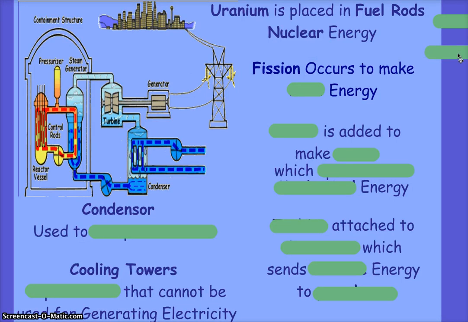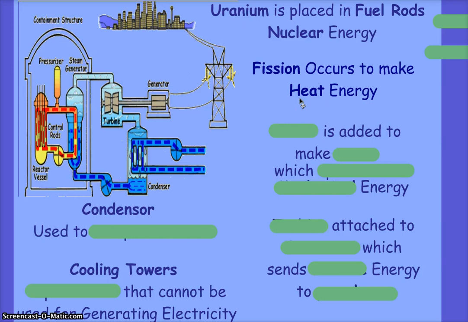Where does fission occur? In the what? Reactor vessel. In what? The contained reactor. In the reactor core, in what? Fuel rods. So fission, the correct statement is fission occurs in fuel rods, which are found in the reactor vessel, which are encased by a containment structure, okay? So fission occurs to make what kind of energy? Heat. So we got our first energy transformation.